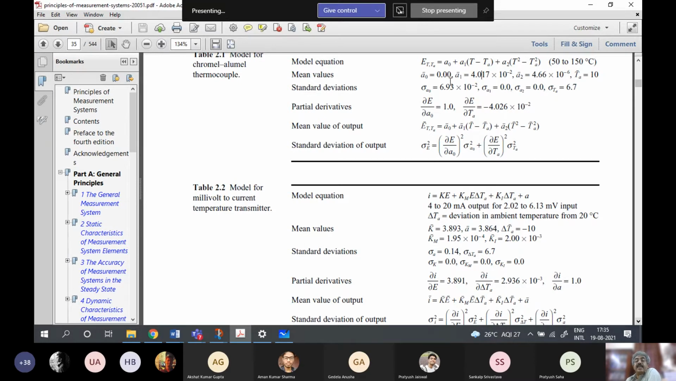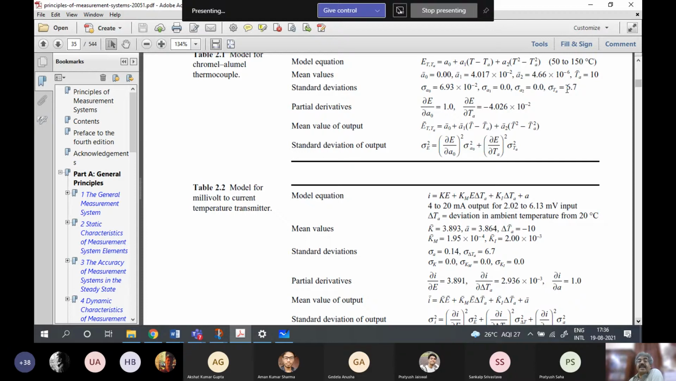And they are talking about standard deviations sigma A0, sigma A1 and sigma A2. What does it mean? When you make the thermocouples, you make the wires of certain materials, and there could be material variations, and therefore these Seebeck coefficients of thermocouple EMF could vary. You can see that they are only considering the variation in A0, and they are saying that the variation in A1 and variation in A2 are negligible, while they are assuming that the ambient temperature could really vary by about 20 degrees centigrade.